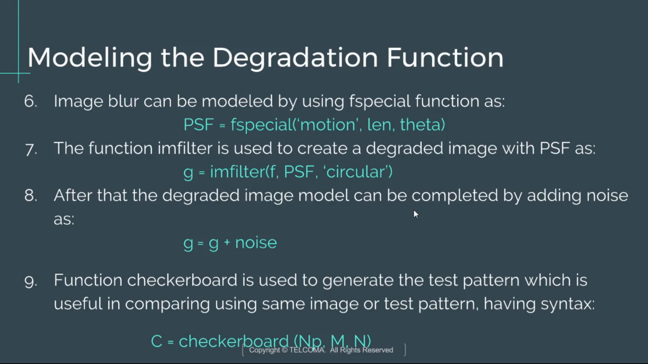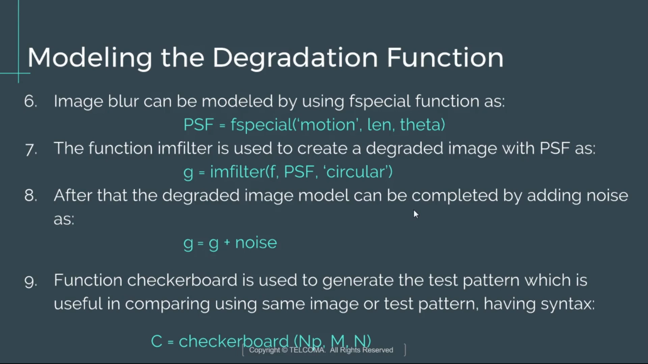Function imfilter is used to create a degraded image with the PSF that is either known or is computed by using the method as described. g = imfilter(f, PSF, 'circular'), where 'circular' is used to reduce border effects. You then complete the degraded image model by adding noise as g = g + noise, where noise is a random noise image of the same size as g.